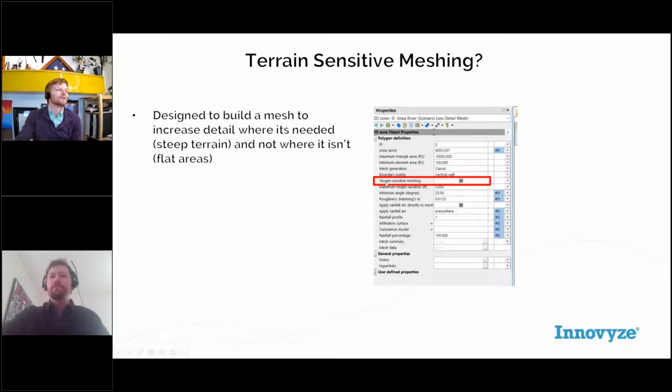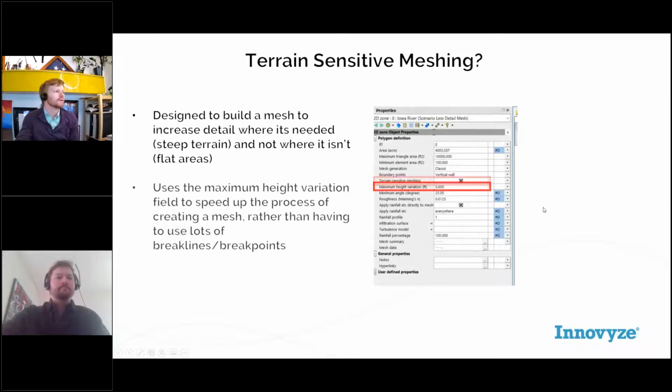So being able to add in detail without having to go through a lot and build in a bunch of breakpoints and break lines makes it really, really easy to build your mesh rather than having to spend a bunch of time putting in breakpoints and break lines. And in fact, I was pretty limited in what I put in as far as break lines and break points. Obviously, I wanted to add them in certain areas, but for the most part relied on the terrain sensitive meshing to build these different things.